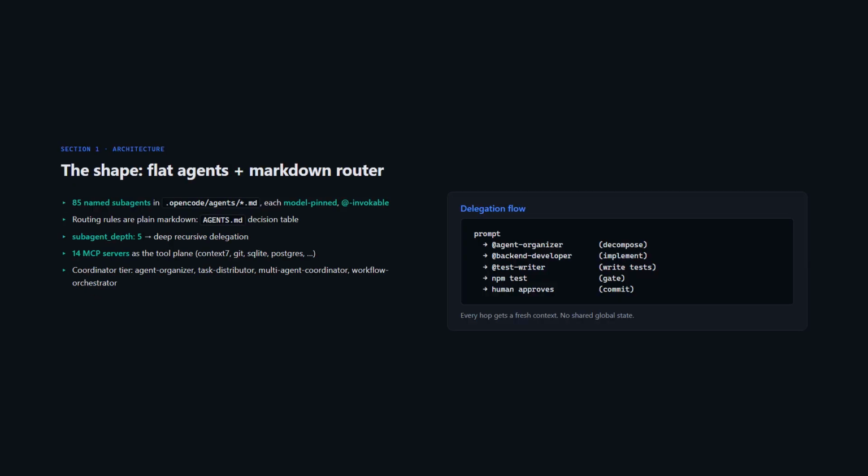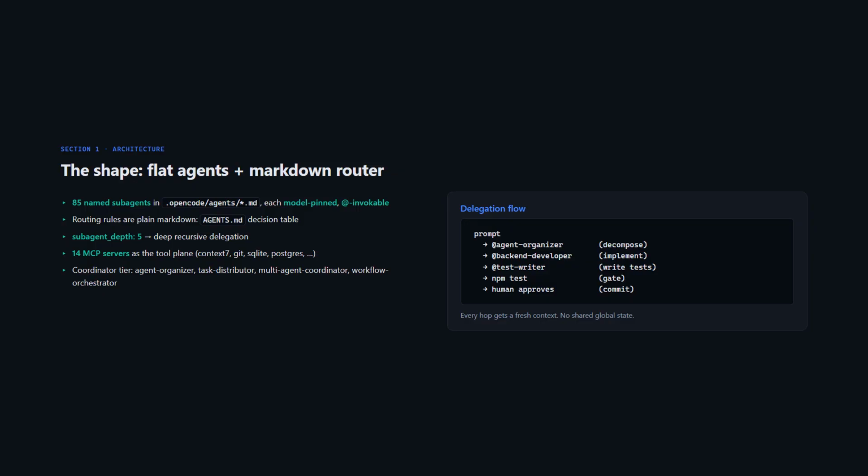This is OpenCode running 85 named subagents, each defined in a markdown file with pinned model and temperature. The routing between them lives in a plain markdown file, agents.md, as a decision table, not in code, not in a graph. Delegation depth is set to 5, so an orchestrator can recursively fan out to specialists. And there's a tool plane of 14 MCP servers such as Context 7 for docs, Git, SQLite, and so on.